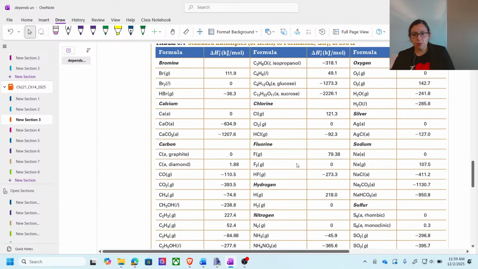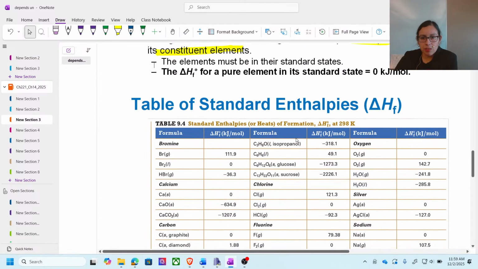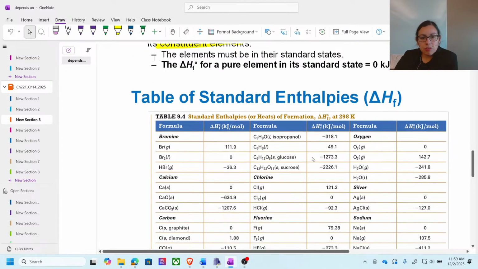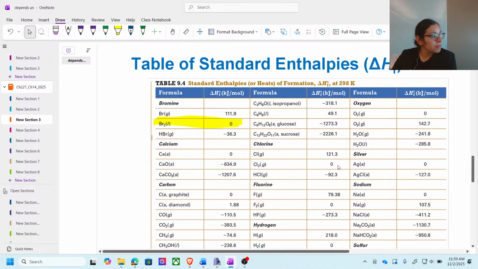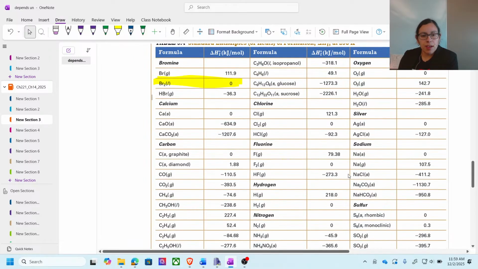And so let's first orient ourselves with our table and look at a few things. Notice that things in their elemental form, aka how they're found at ambient temperatures, conditions, and pressures, have a value of 0. Like bromine in its liquid form is 0 versus bromine gas, right? So implying energy was added to get it into a different state. So that's interesting, pay attention to that.